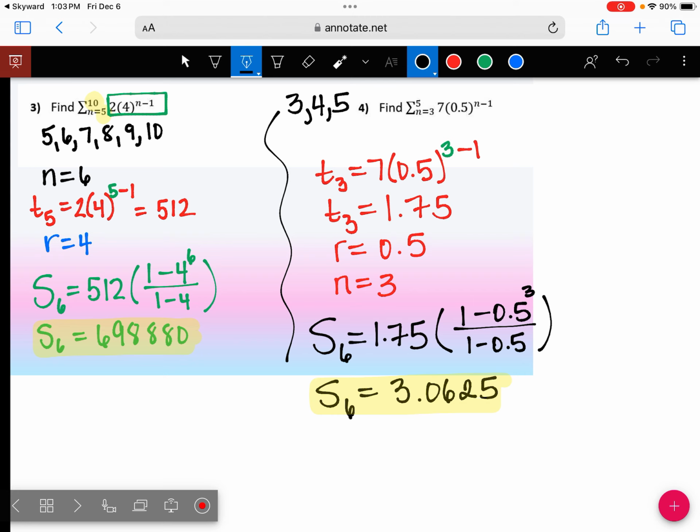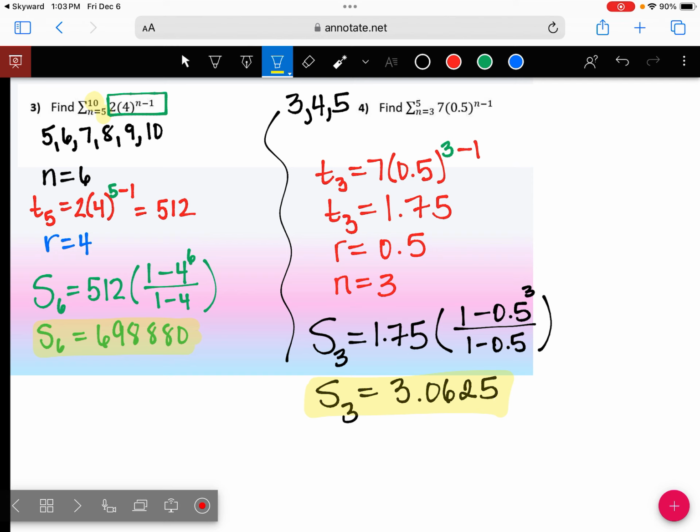You are so right. Thank you. That should not be a 6. What should it be? 3. Thank you. Let me fix that right now because we're adding 3 numbers. Okay. Who got 3.0625? All right, so let's finish it out.